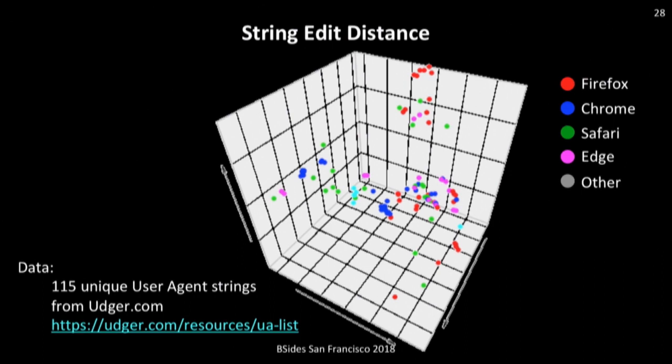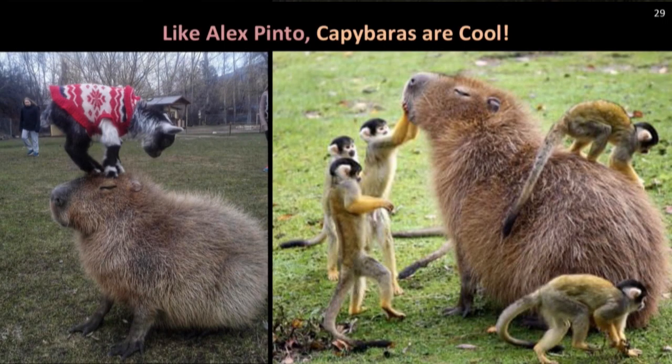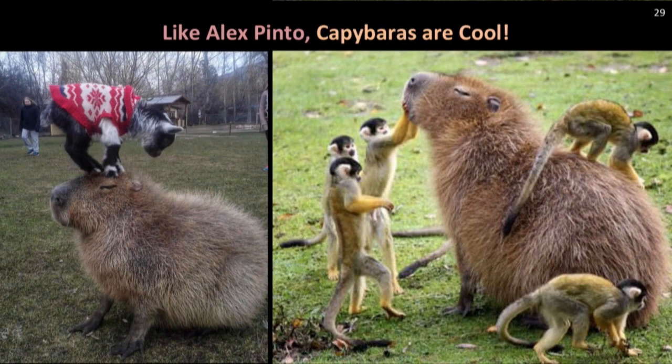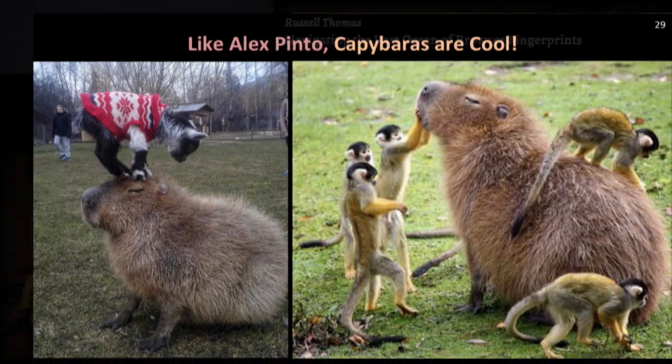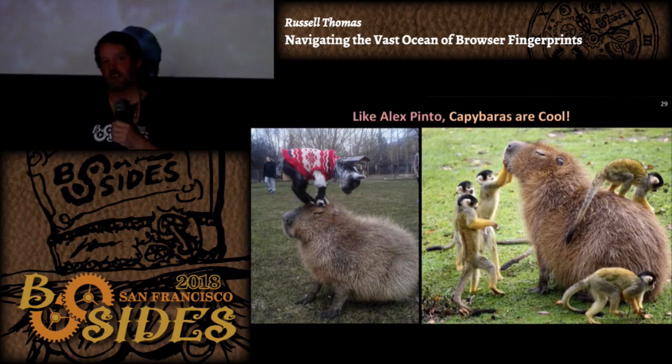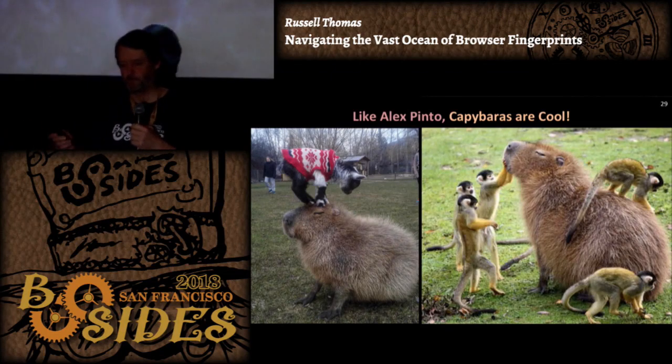So last thing I want to share with you, since this is the last day of B-Sides, is my nomination for the coolest creatures in InfoSec. The capybara, which is from Brazil. I noticed the goat standing on the head over here. That is a pretty cool creature, and the monkeys that are doing the cleaning of it. And I mentioned Alex Pinto before. Alex is also from Brazil. So I often associate Alex and his personality with the capybara.